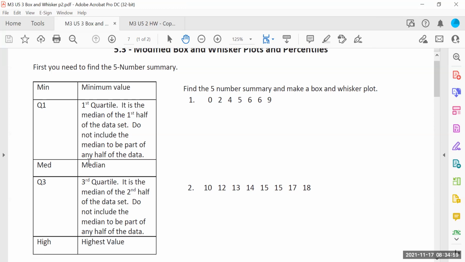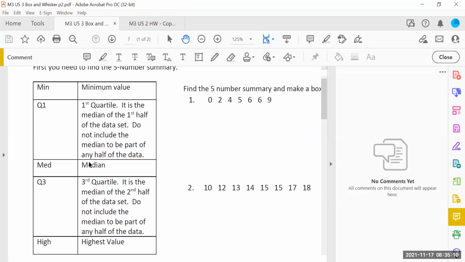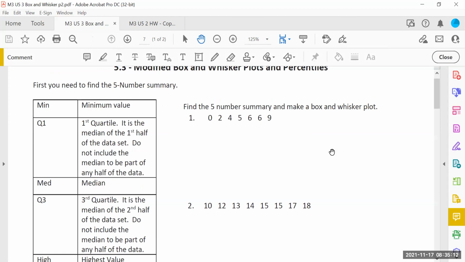So looking at this first data set, they've already put the numbers in order for us. Sometimes, you guys, this is the hardest part, putting the numbers in order. You don't want to skip any, you don't want to count any of them twice. You need to make sure they're in order. Once they're in order, it's real easy to find the minimum and maximum, or minimum and high. So this one would be the minimum. This one would be high or max. You can use either word. I should use high because that's what's over there. So our minimum in this case is 0. Our highest number is 9.